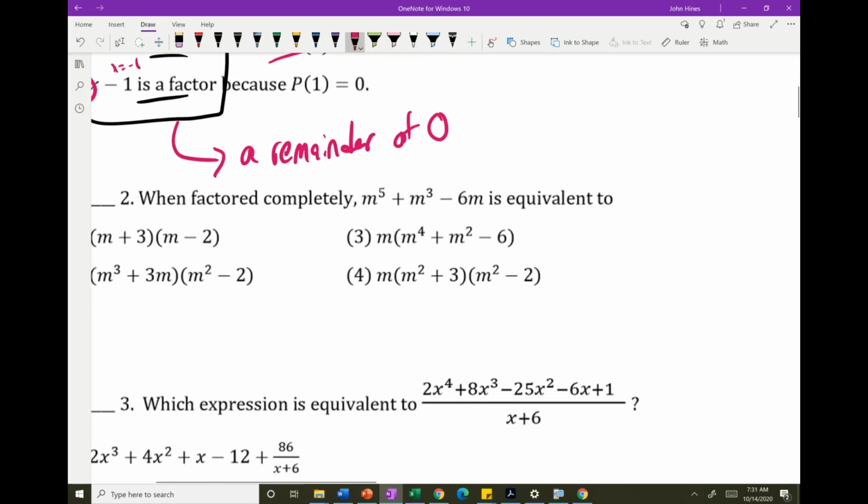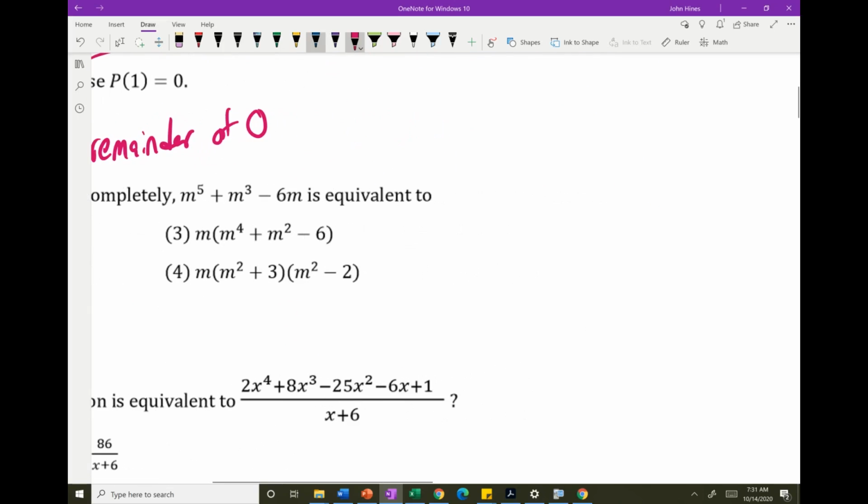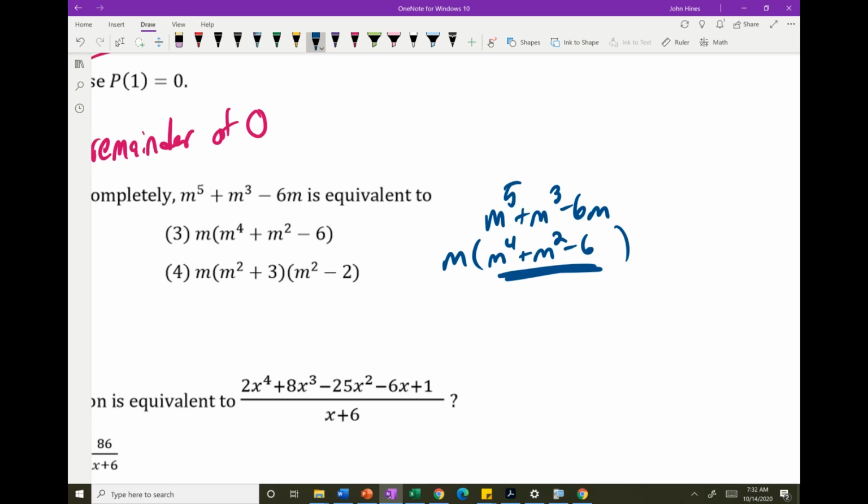When factored completely, this trinomial is equivalent to... so we've got to factor this trinomial completely. m to the fifth plus m to the third minus 6m. So I'm going to factor out an m. And I'm left with m to the fourth plus m squared minus 6. Well, this is still a trinomial, and it's an easy trinomial. I don't need to split the middle term because it's 1 in front of that there.